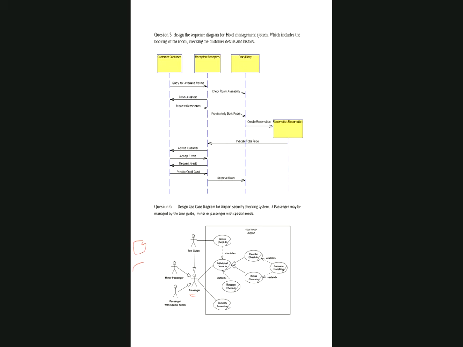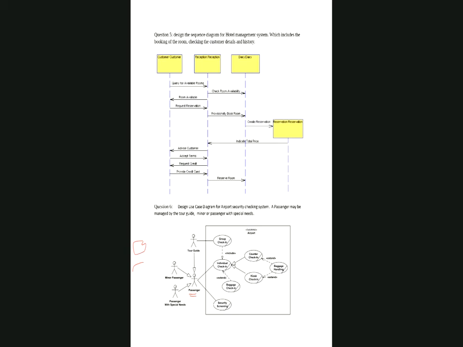Now it can be a tour guide. A tour guide means a group of people going to Dubai or America for sightseeing. There are 10-20 members, and there will be one guide who will be taking them and showing them all the things. We call them a tour guide, and the remaining are the passengers.